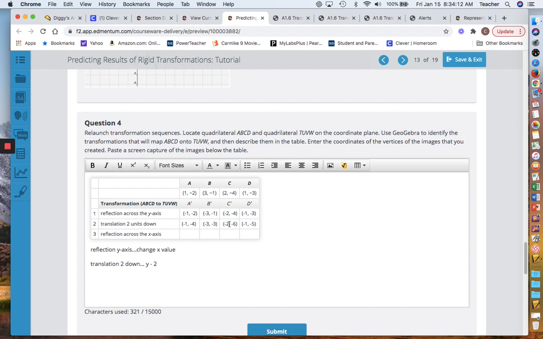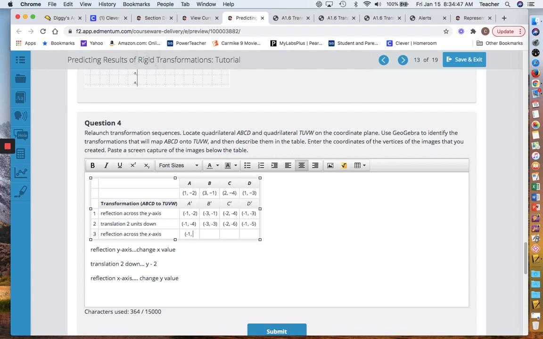Third and last in the series is a reflection across the x-axis. All right, cheat code is you change the y value. So reflection across the x-axis, you change the y value. What I mean by that is you change the sign. So the -4 changes to positive. -3 changes to positive. -6 changes to positive. -5 changes to positive. I like reflections.